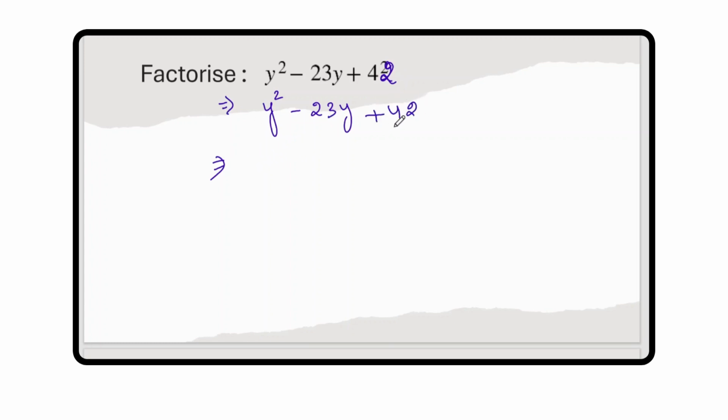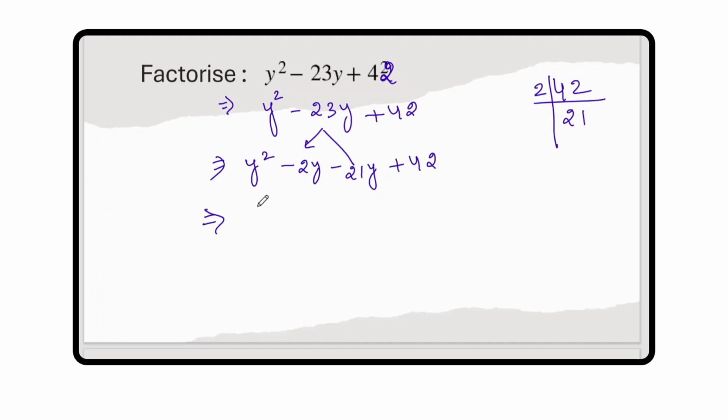Now 42 will be split in such a way that you get minus 23y in the middle. So if I divide by 2, it is 21. So you can see 21 plus 2 gives you 23. Now this can be written as minus 2y minus 21y. And the rest of the things you can write as it is.